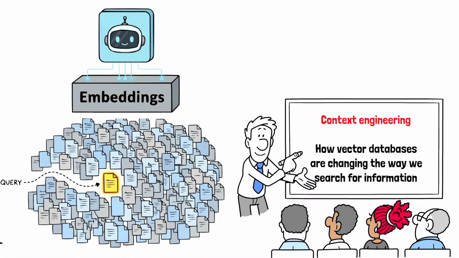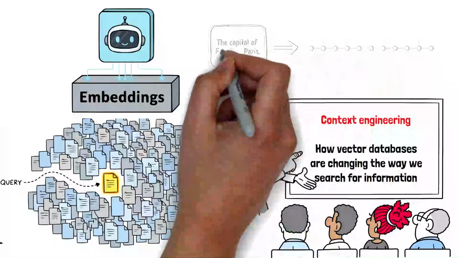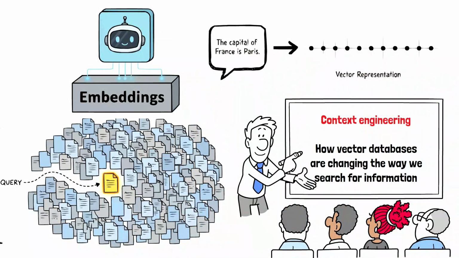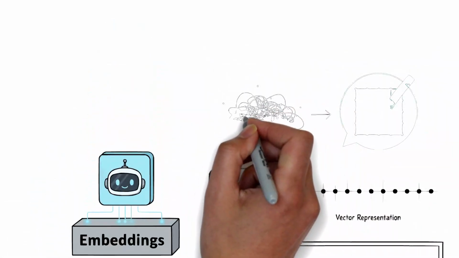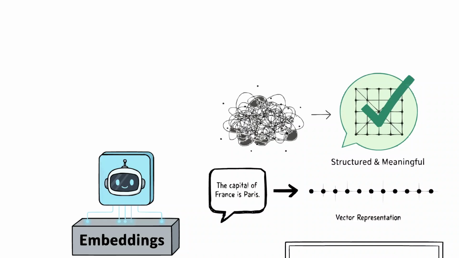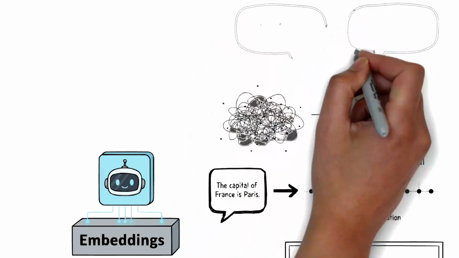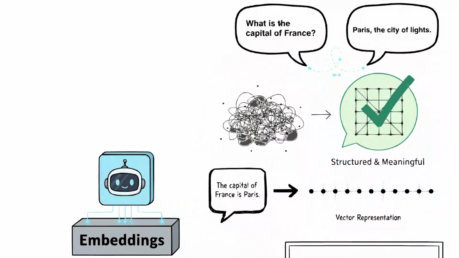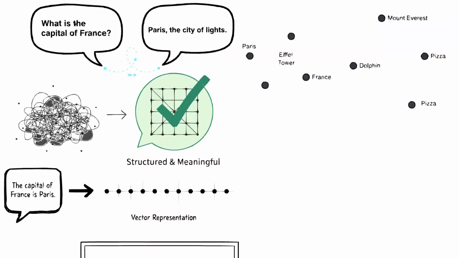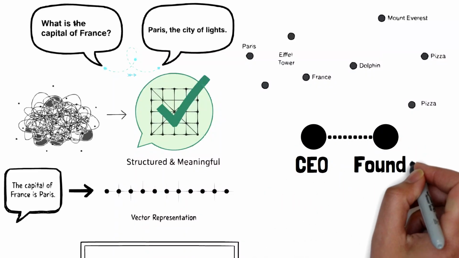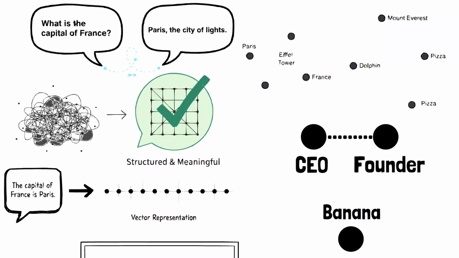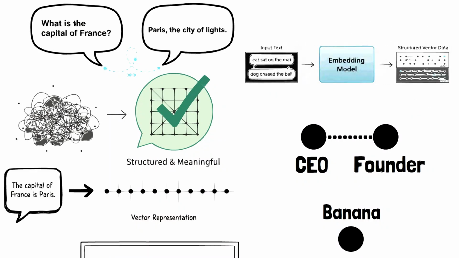An embedding is a way of representing a piece of text as a list of numbers called a vector. This isn't a random list. It's a high-dimensional mathematical representation of semantic meaning. Texts with similar meanings have vectors that are mathematically close to each other. For example, the vector for CEO is close to founder, but far from banana. Specialized embedding models are trained to create these numerical representations.